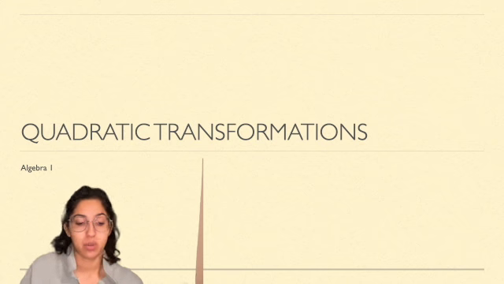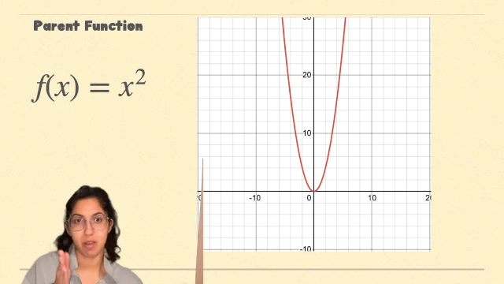Okay, so quadratic transformations. We have our parent function. This goes through (0, 0). It has a point (1, 1), a point (2, 4), a point (-1, 1), and a point (-2, 4). So this is our parent function.